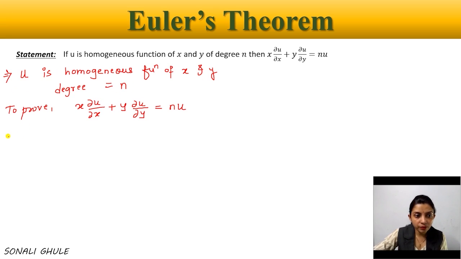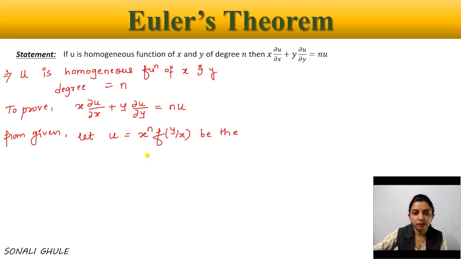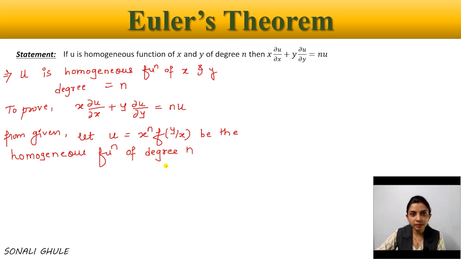From this we can know that, from the given, if your function is homogeneous, let u = x^n f(y/x) be the homogeneous function of degree n. We can consider.